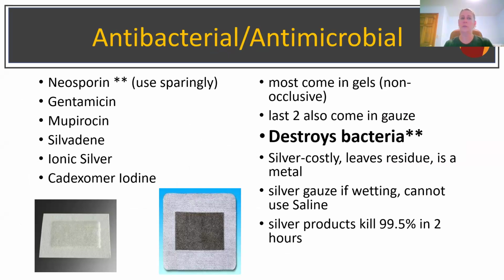Some of the silver dressings come in anything. You can get silver now in gauze, in a hydrogel, in a hydrocolloid. Like you can get silver in anything these days. Silver's great. They're expensive, but they will kill 99.5% of whatever's growing in that wound within 2 hours. It does leave a residue. Again, it's a metal, so the team has to be knowing this. We can't have that patient go down for an MRI with a silver dressing on, because that's a metal. So, but we do like these.